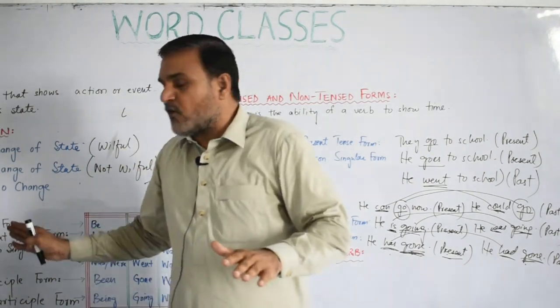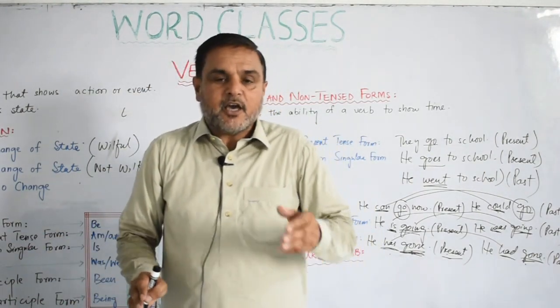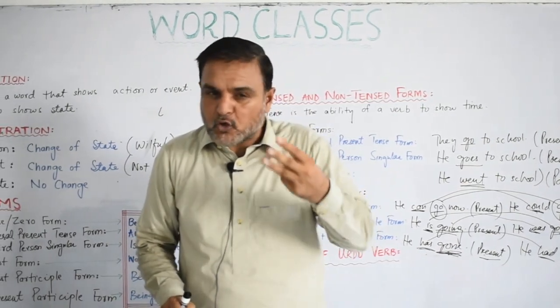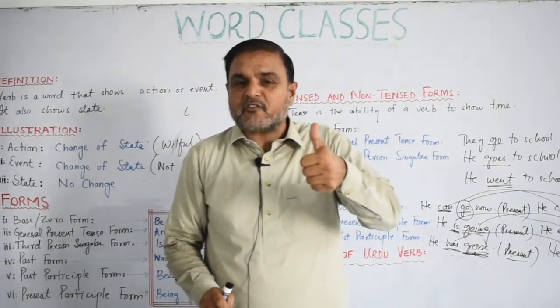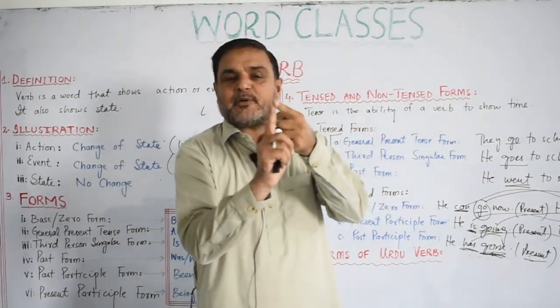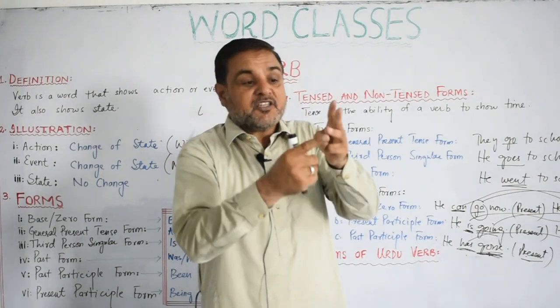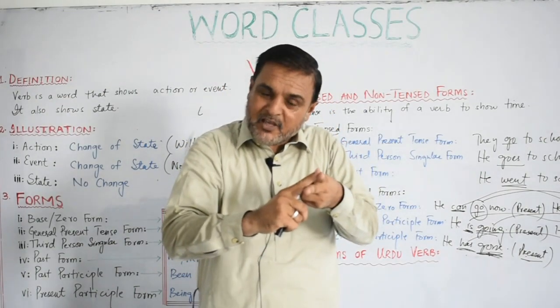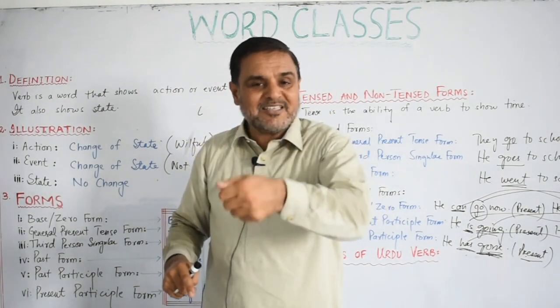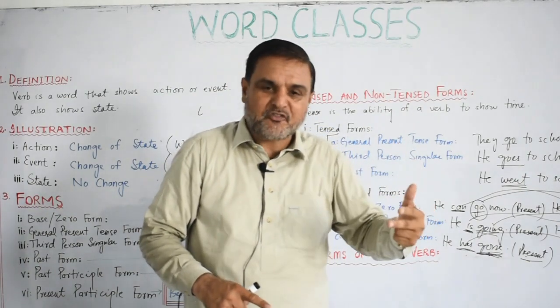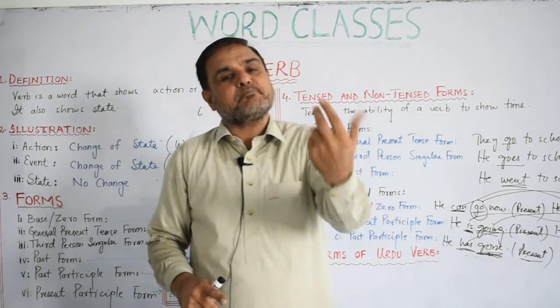Out of the 6 forms of verb that we have discussed, 3 show time and 3 do not show time. The 3 forms of the verb that show time are general present tense form, third person singular form, and past form. The first two, general present tense form and third person singular form, show present time, and the last one, past form, the third one, it shows past time.